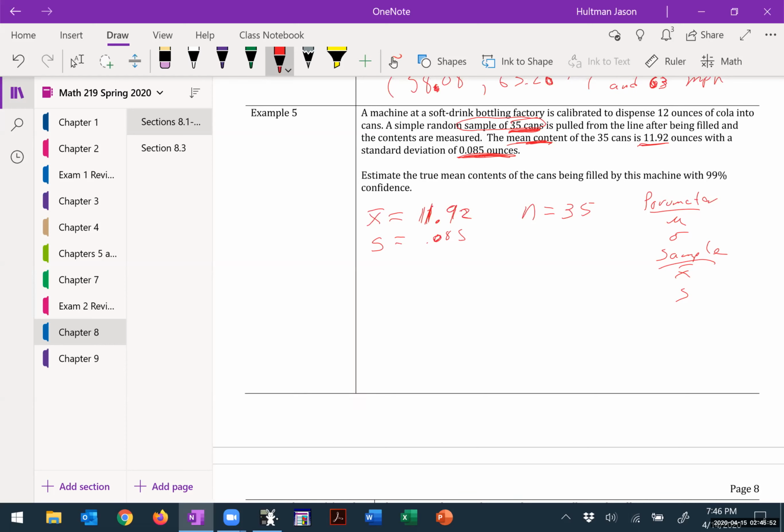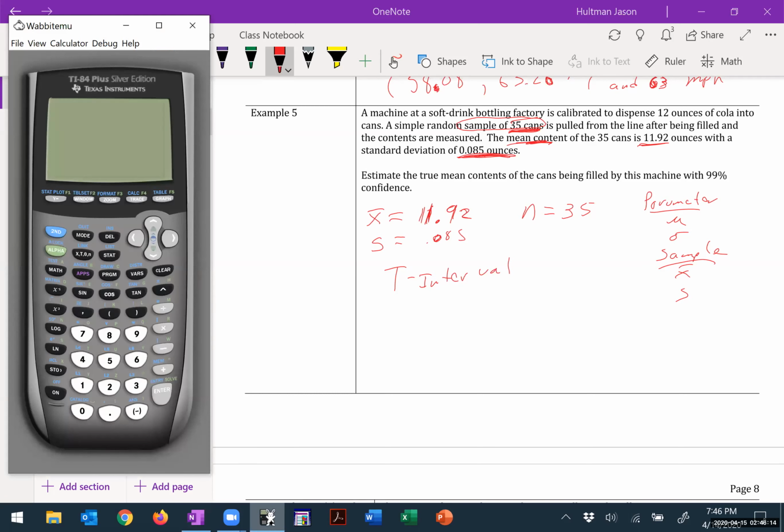If I'm only given the sample standard deviation, then this is a T interval. This is a T interval. And what I can do is use the information on the calculator to calculate my confidence interval. We don't have to do it by hand. We can just use the calculator. So here's how we do this.